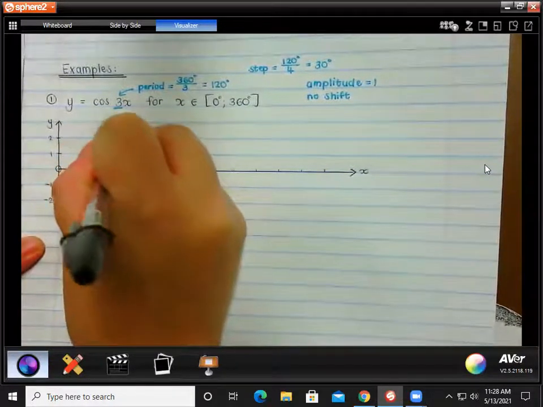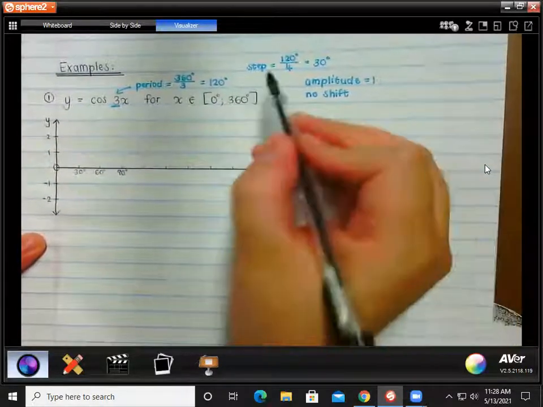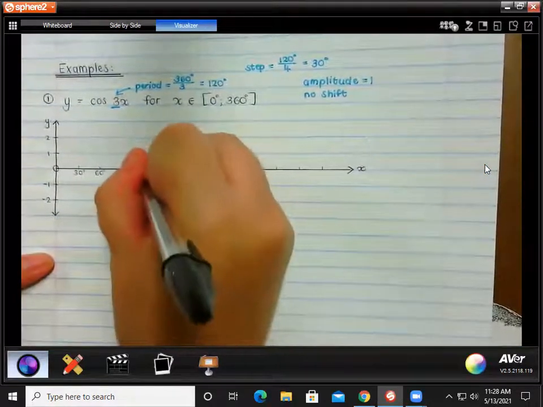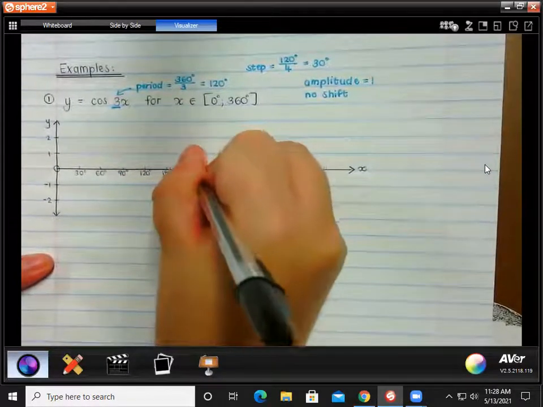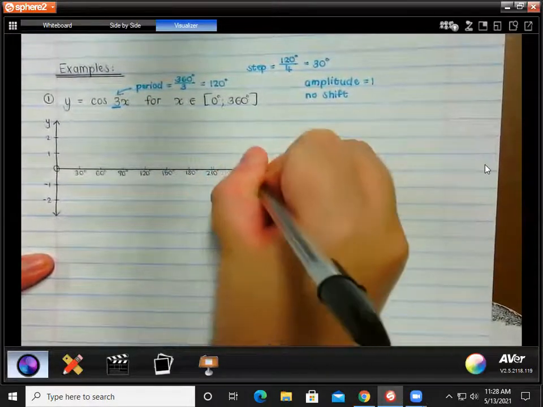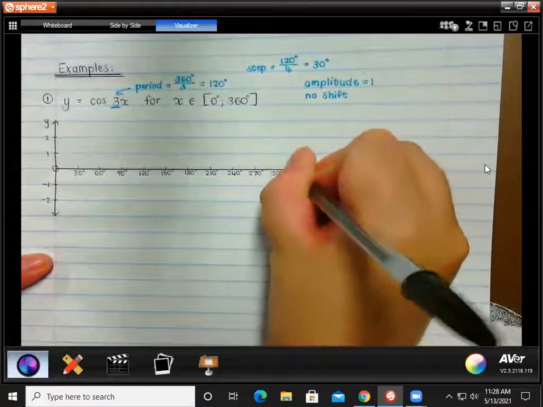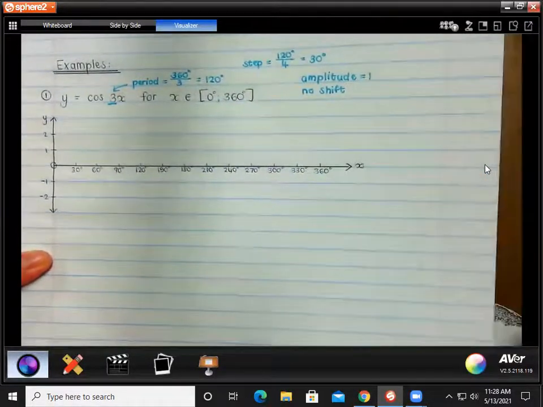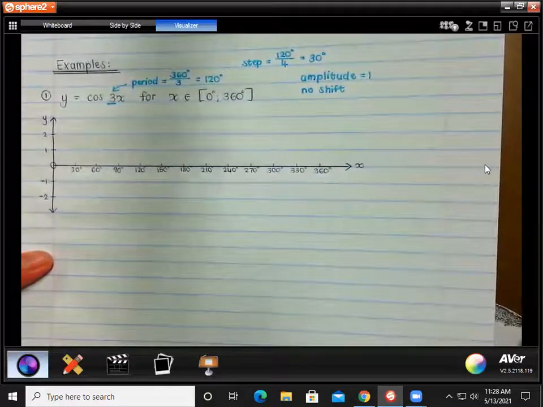Okay, so this axis is going to be a bit busy, but I am writing every 30 degrees on my axis because that's my step, hey? That's how often I'm going to have to plot a point. Okay, just from 0 to 360 every 30 degrees. You can just count on in 30s there.